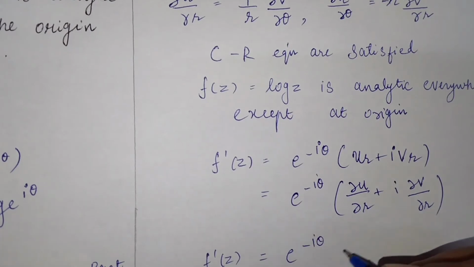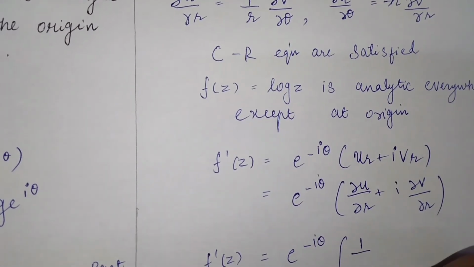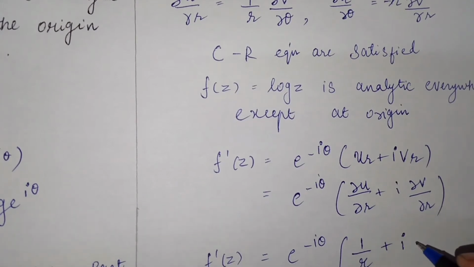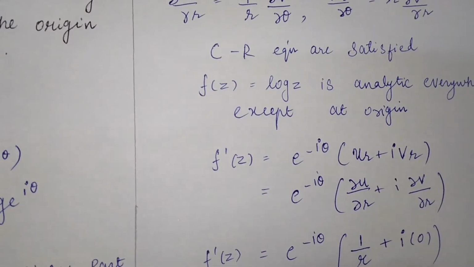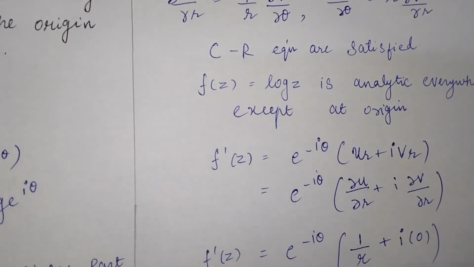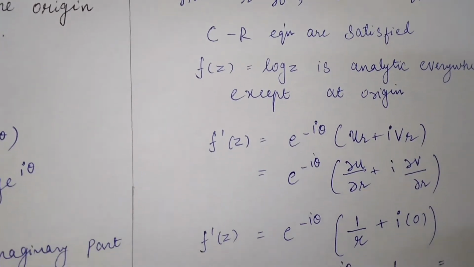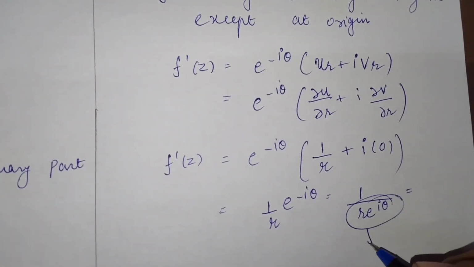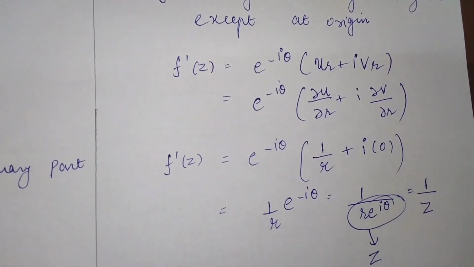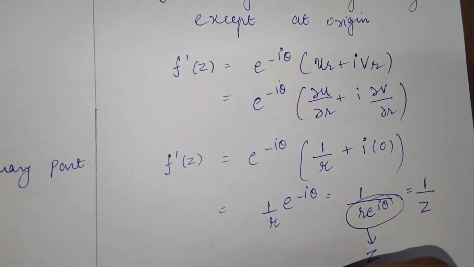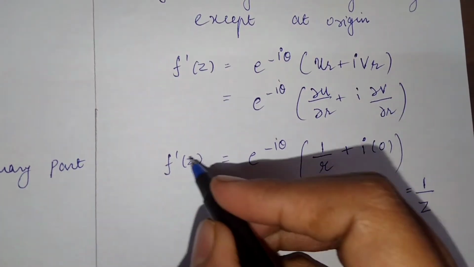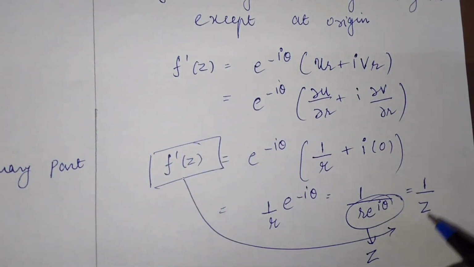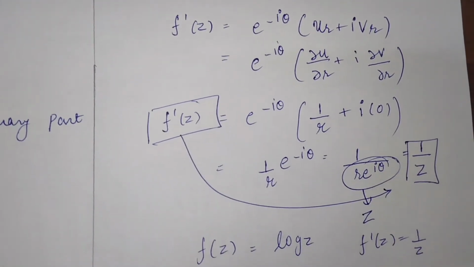e raised to minus i theta, what is the value of del u by del r? 1 by r plus i, and what is the value of del v by del r? It is 0. So we got 1 by r e raised to minus i theta. So that is equal to 1 by r e raised to i theta, and the value of r e raised to i theta is z. So that is equal to 1 by z. So we can see that f of z was log z, so f dash z should be 1 by z, and we got f dash z, that is 1 by z. Okay. So in this way you have to find f dash of z.